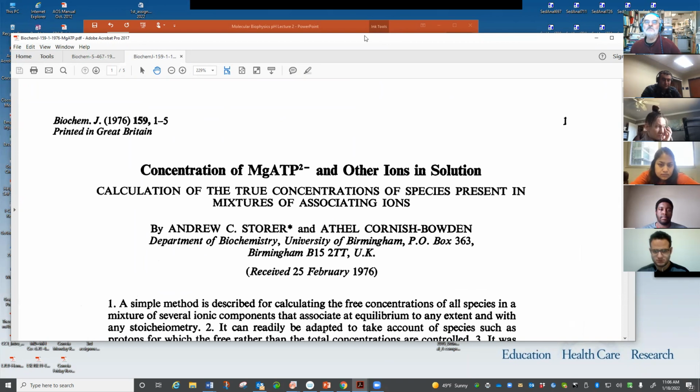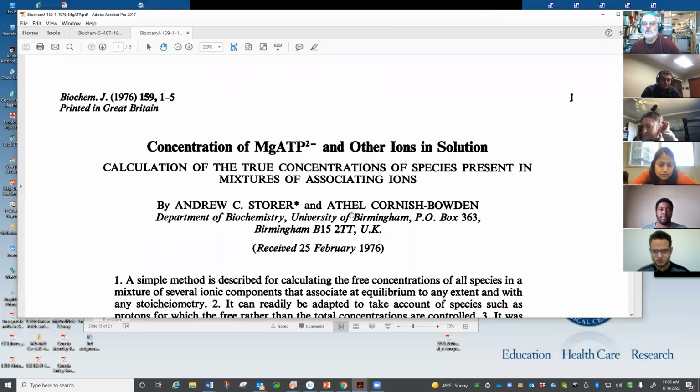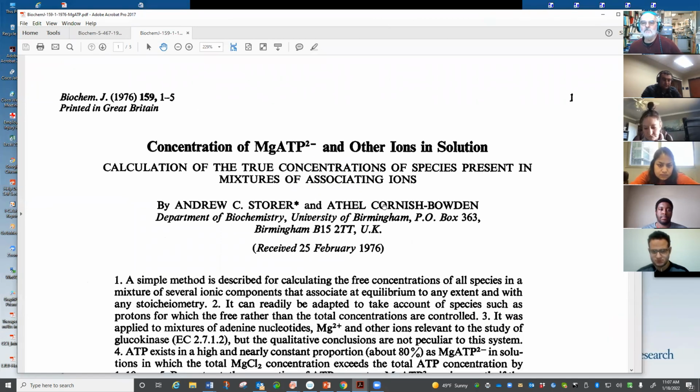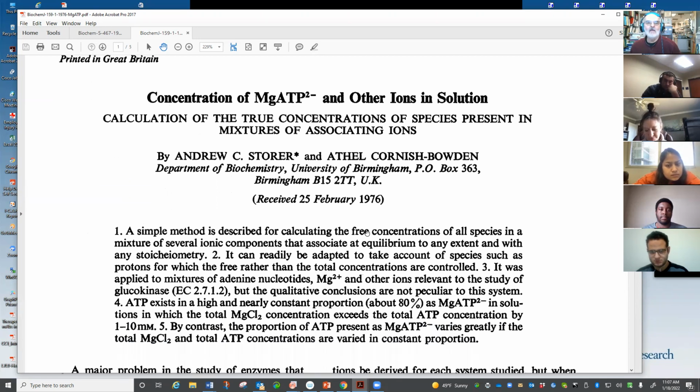Okay, so this is a paper by Storer, Cornish-Bowden. These are some Brits, University of Birmingham. Cornish-Bowden was very active in this kind of work in the 60s and 70s. And the question is, if your system uses magnesium ATP, what is it that you have to be aware of in the ionic state of the buffer you're working on? For exactly the same sorts of reasons.